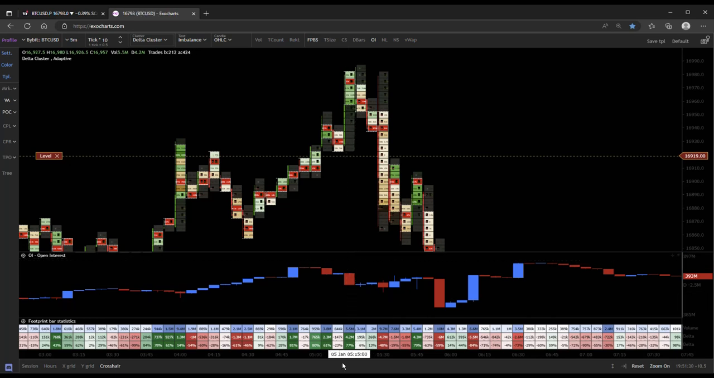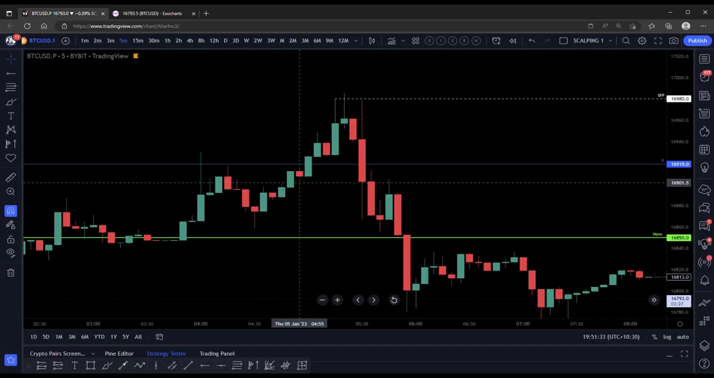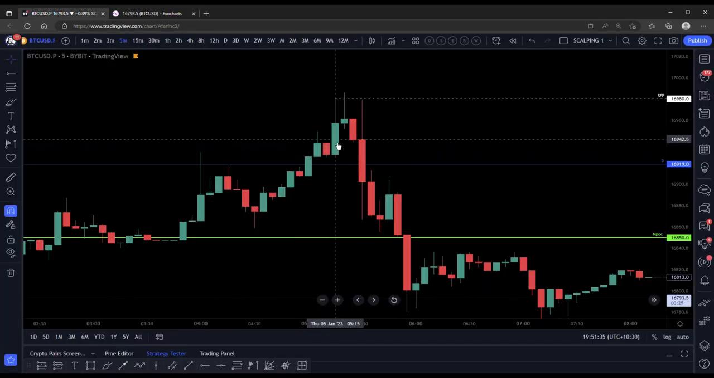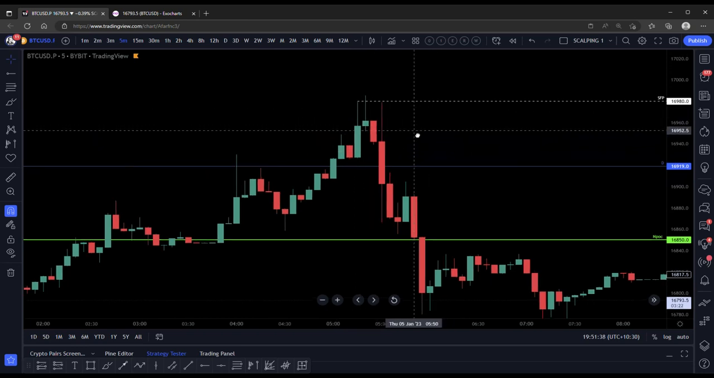Yeah, so what we're seeing here on the level, we see price coming up. So this looks good. This looks good. Looks like we could keep pushing here.